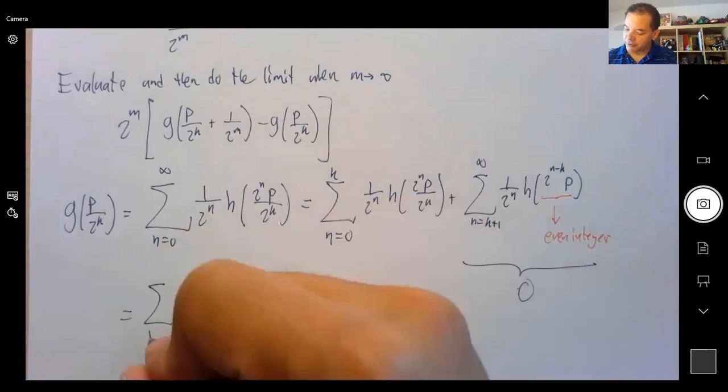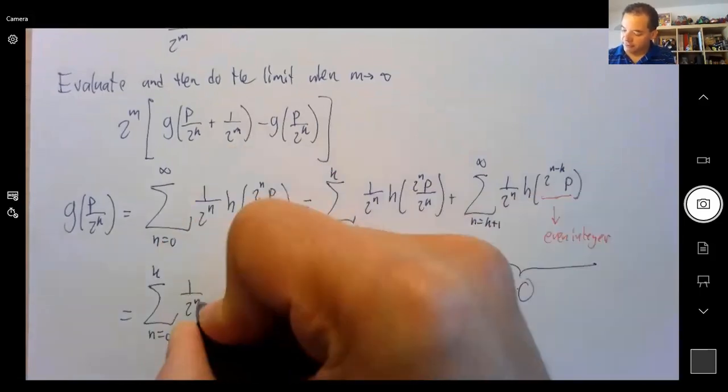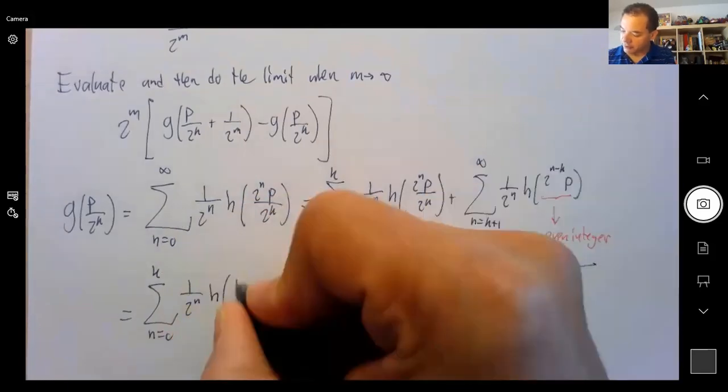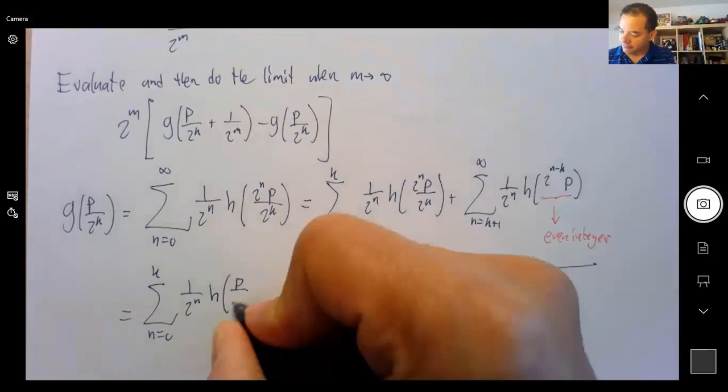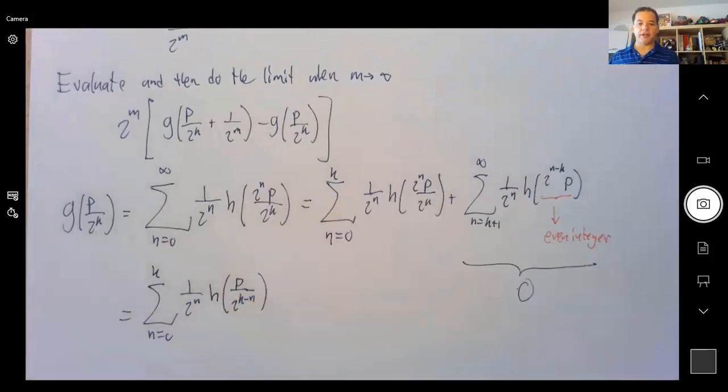It's the sum from 0 to k, 1 over 2 to the n, h, and I'm going to write it now like this, p over 2 to the k minus n, and I'm writing it like this because this is positive, okay? Now, the problem now is that we cannot proceed as in the previous case.